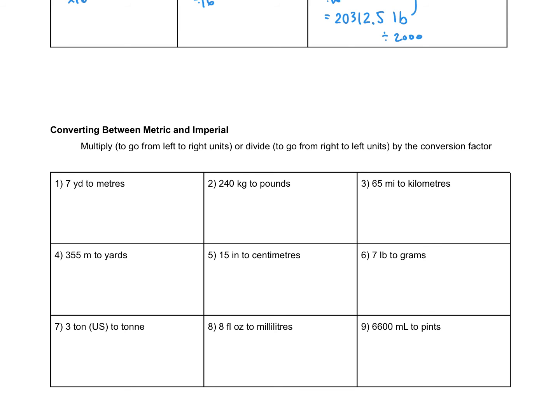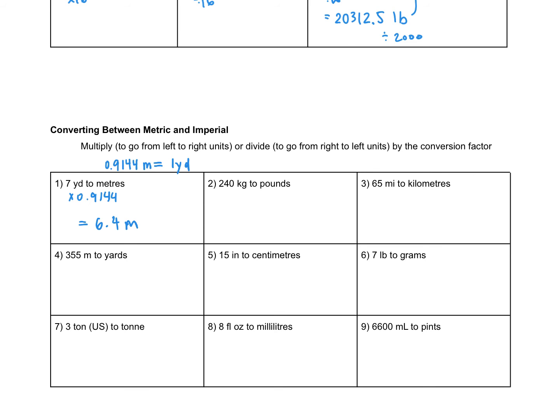So let's look at our conversion chart here, and I see that 0.9144 meters equals 1 yard. But I have 7 yards. So if I just do 7 times 0.9144, that should give me the meters. And when we do that multiplication, that's about 6.4 meters.